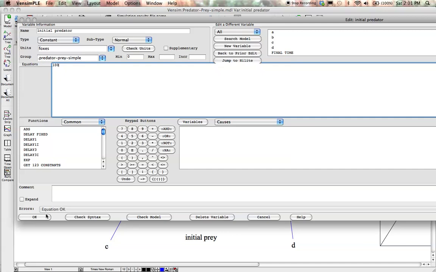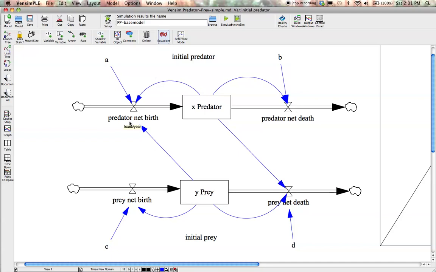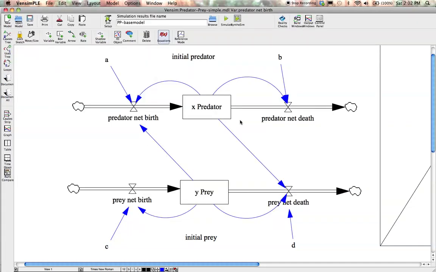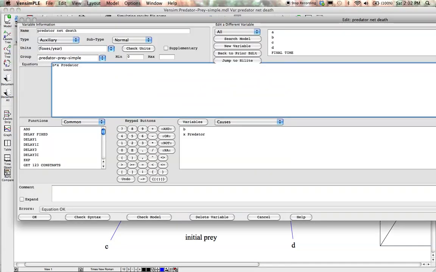Let's move on to the net birth. It's got units of foxes per year, and is found by multiplying the coefficient A times the population of predator times the population of prey. And so that's pretty straightforward. And if you go to the death of predator, it's simply the coefficient B multiplied by the population of predators. It's got units of foxes per year as well.